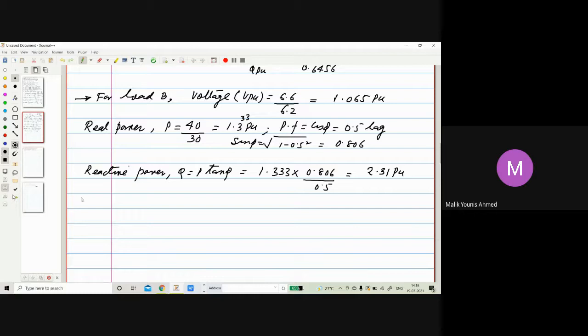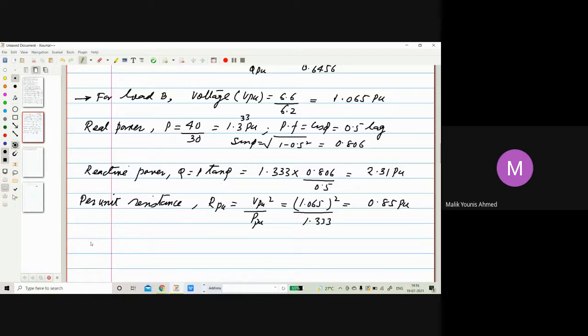So similarly, per unit resistance we can find. Per unit resistance is R_PU. R_PU is nothing but V_PU squared by P_PU, that's real power in per unit. That's 0.05 squared divided by P_PU, which is 1.333. And that comes out to be 0.85 per unit.